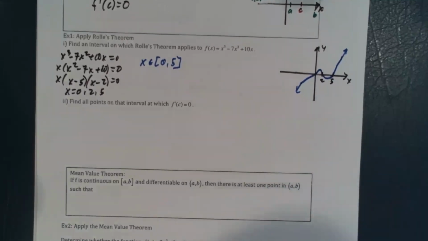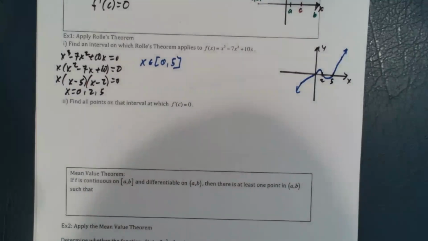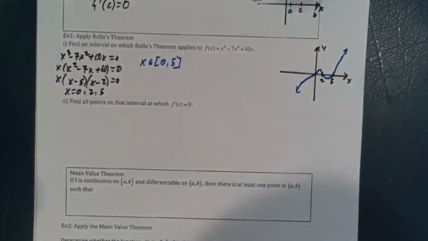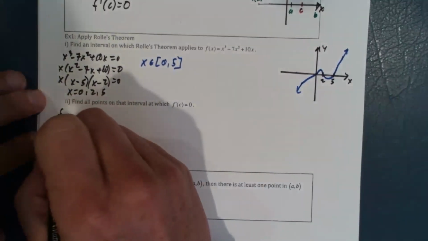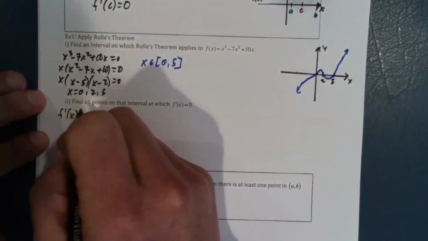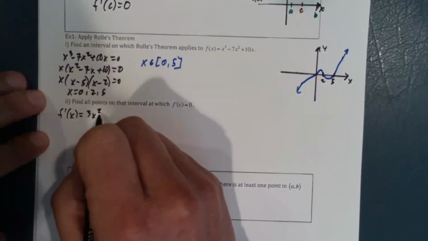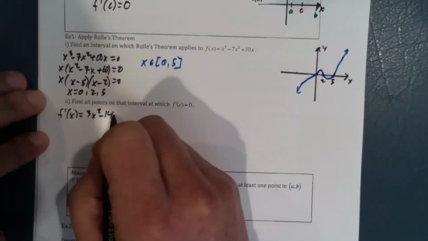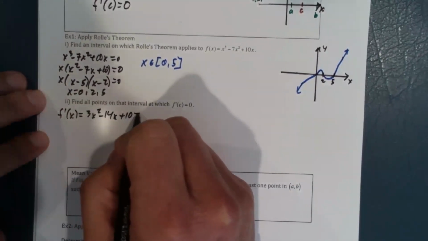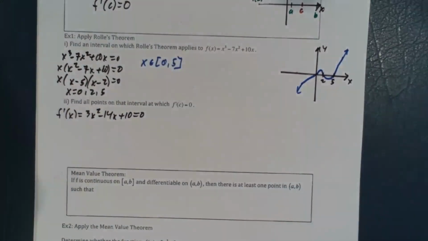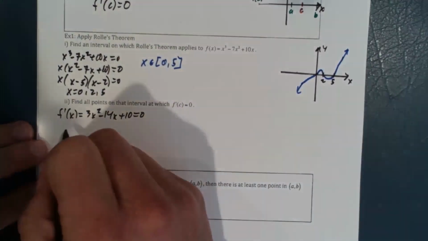So we're going to find all points on the interval at which f prime of c equals 0. Now I'm expecting to find 2. So let's see. f prime of x is 3x squared minus 14x plus 10 equals 0. Now I'm going to have to apply the quadratic formula.